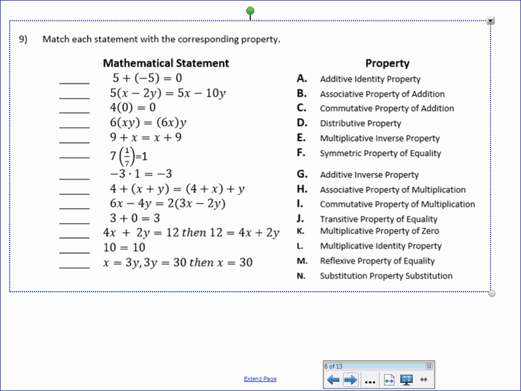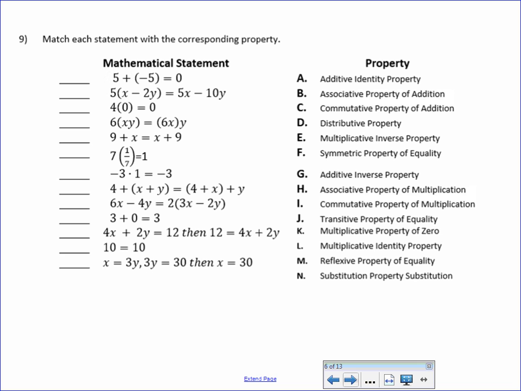All right, match each statement with the corresponding property. So here's where you need to know your properties, and we'll just go through this. You either know it or you don't. So -5 plus 5 is something plus its opposite. So that's an inverse property, and there's addition going on. So that is going to be the additive inverse property here.